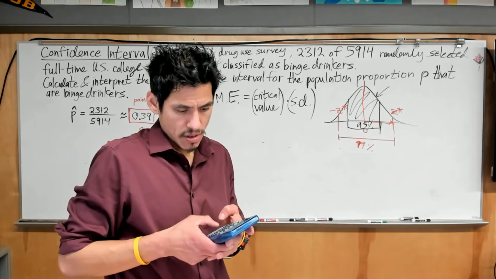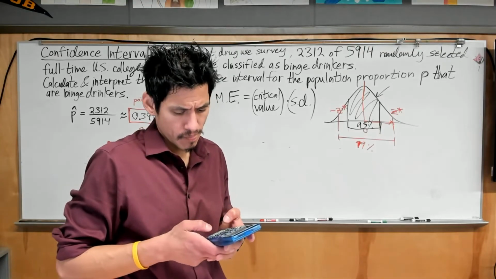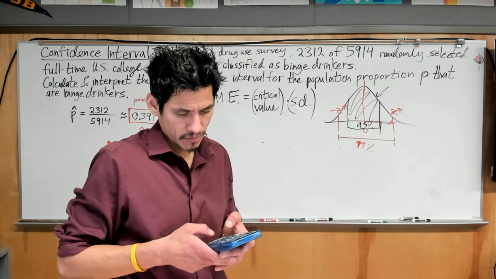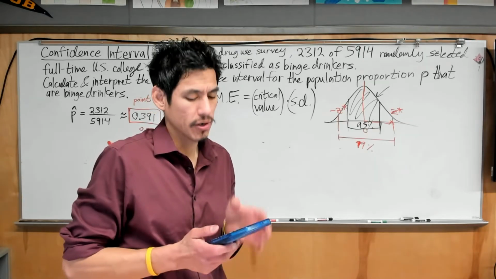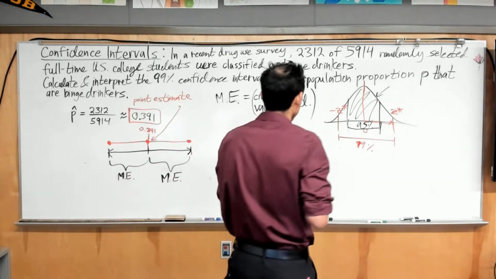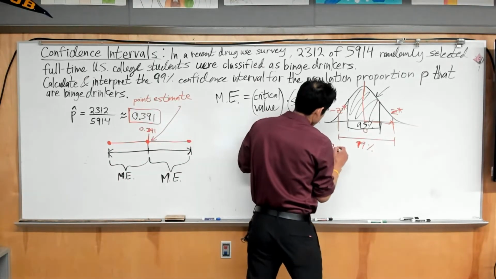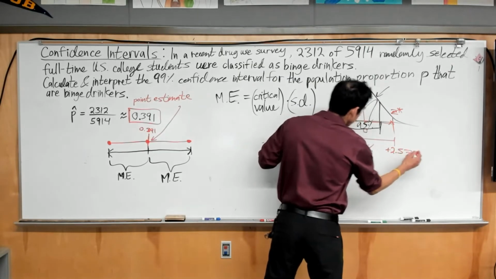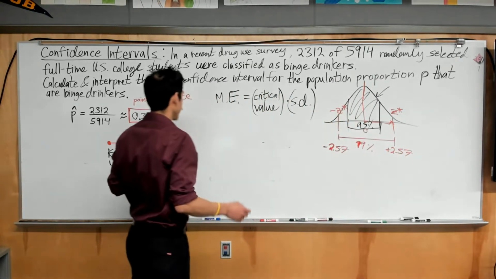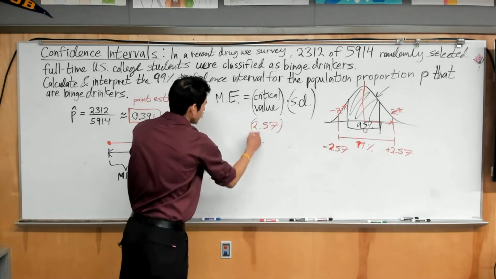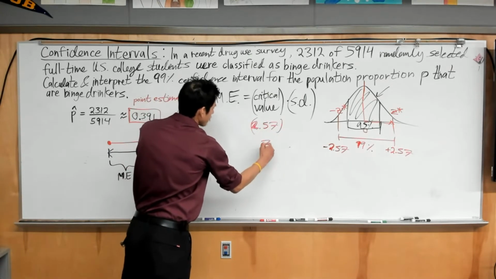So we have inverse norm, 0.005, and we're going to get negative 2.57 and positive 2.57. So 2.57 standard deviations away is our critical value, or our z-star.